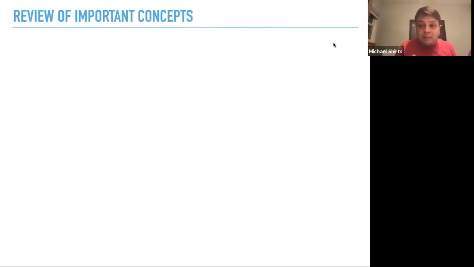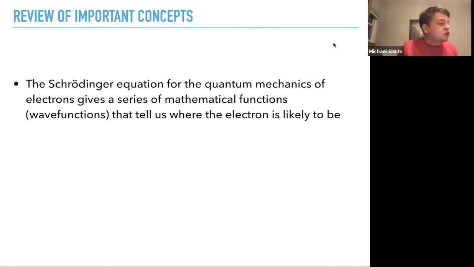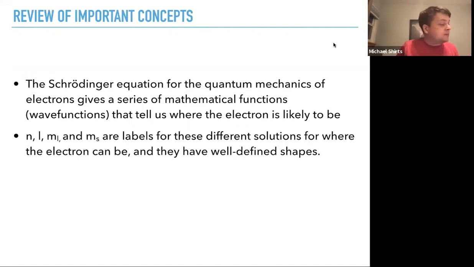Okay, so remember, quick review of important concepts. The Schrodinger equation for the quantum mechanics of electrons gives us a series of mathematical functions, we call them wave functions, that tell us where the electron is likely to be. What is the probability of being in each region? Those are the only possible solutions for an electron around a nucleus.